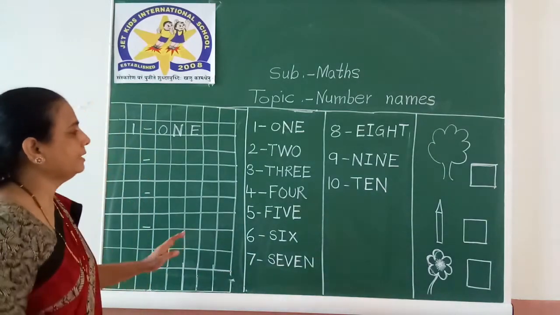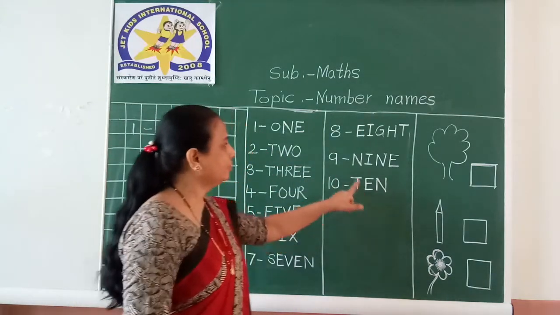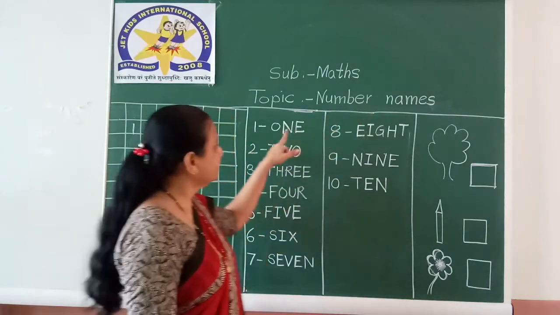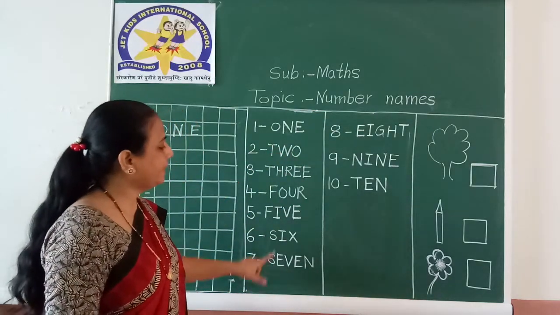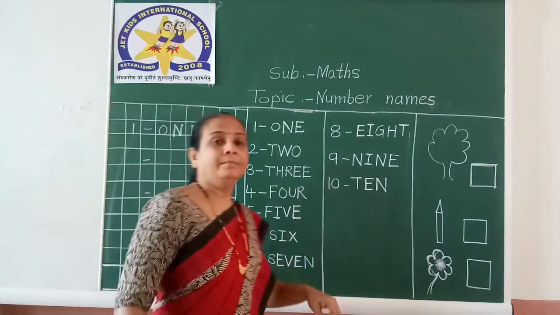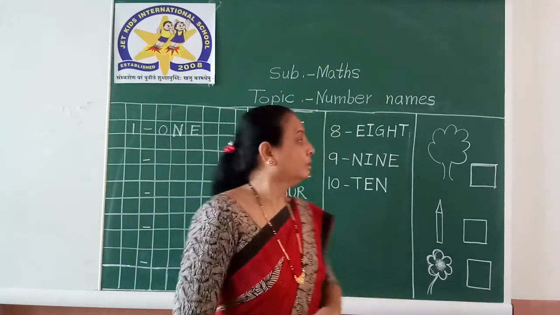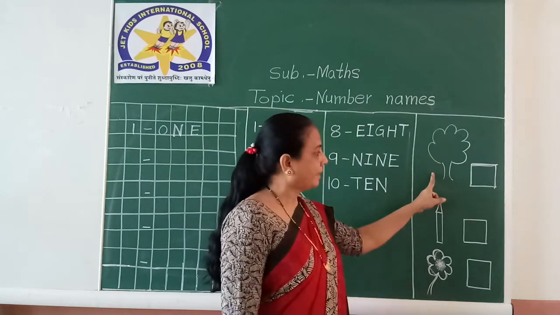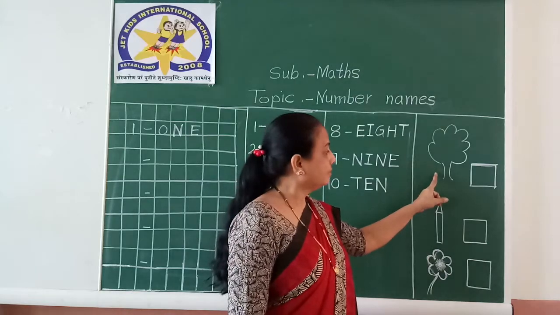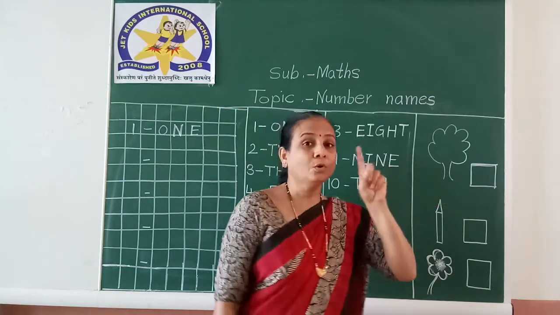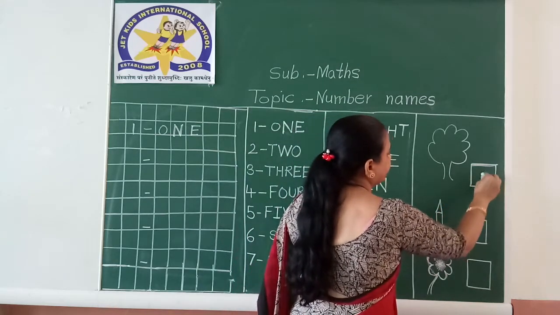Orally, you have to do practice for numbers 1 to 10. You know what is meant by number name? Spelling of the numbers. You have to learn the spelling of the numbers. Mom taught you all the numbers 1 to 50 according to their number value. Now, see here. How many trees are here? Tell me, here is only one tree. So you have to write here one tree.